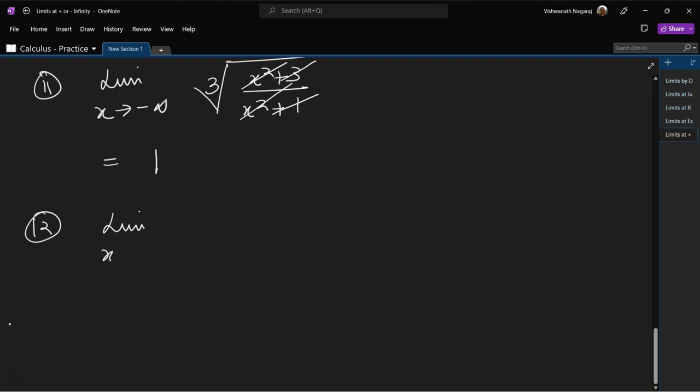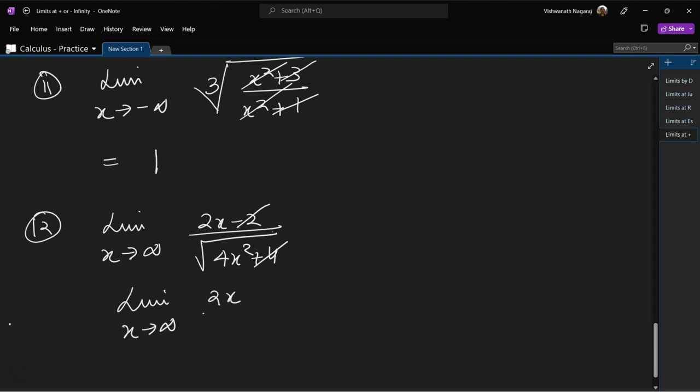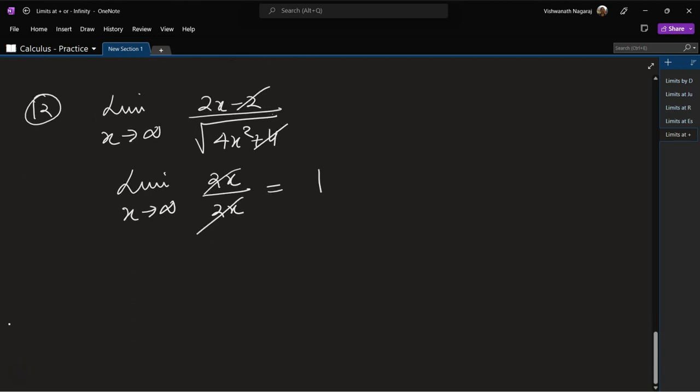Okay, 12th one, limit as x approaches infinity 2x minus 2 by square root of 4x square plus 4. So this 4 has no impact on this. Minus 2 has no impact on this term. So we end up with limit as x approaches infinity of 2x by 2x. These two cancel out, so which means 1 is the limit. Again, now we are going to change gears again.